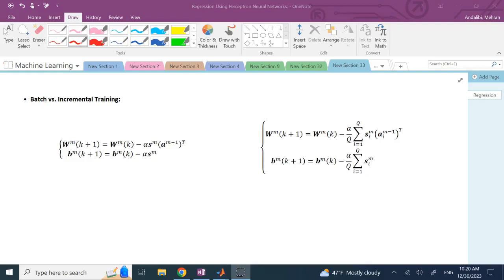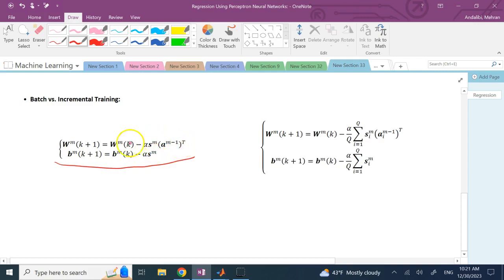Hello everyone. In this short video, I want to talk about batch versus incremental training. If you remember my previous video on function approximation using ADALINE networks, I showed you that we update the weights and the biases of different layers using this formula, where alpha was the learning rate, this S, where these vectors were called the sensitivity terms, and the A's were the outputs of each layer, okay?